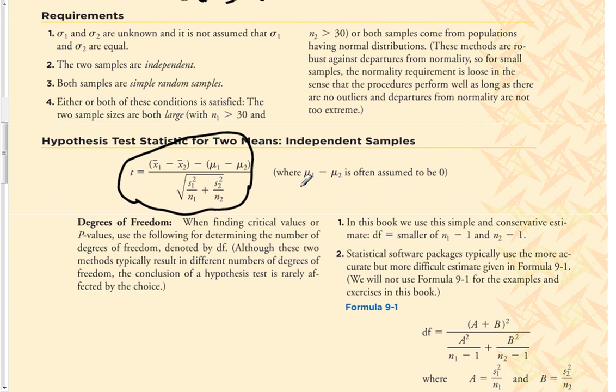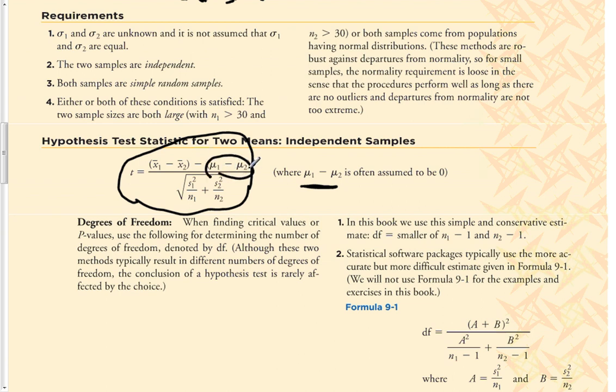And notice it says mu1 minus mu2. That's actually the parameter that we're testing, mu1 minus mu2. Notice it says mu1 minus mu2 is often assumed to be 0. So what we're going to be testing for the most part is that this part of this formula is 0.